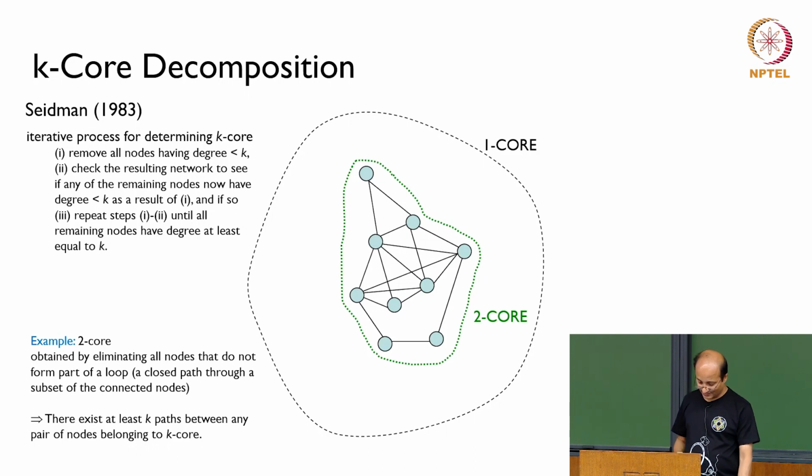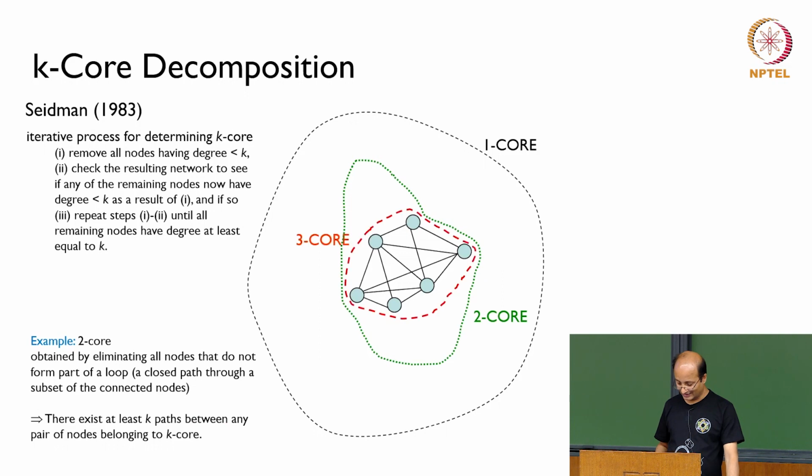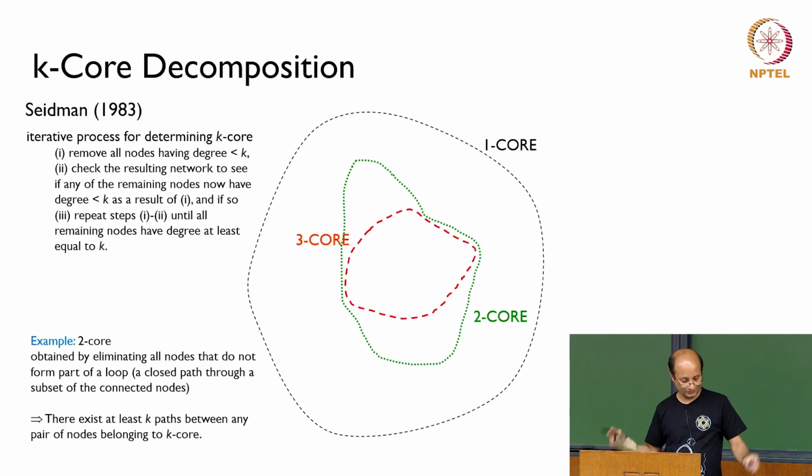And the interesting part is that if you have a k-core, there will exist at least k paths between any pair of nodes. So then you are left with a 3-core, and then there's no 4-core. Okay.